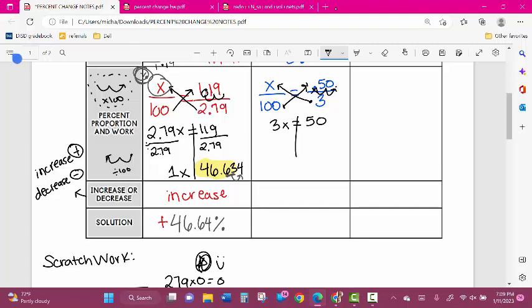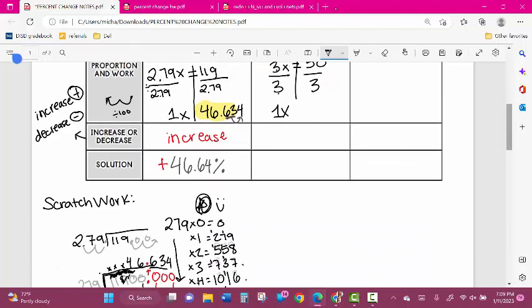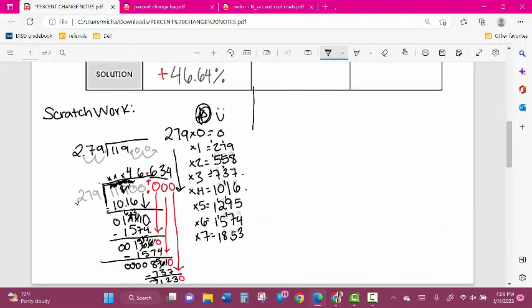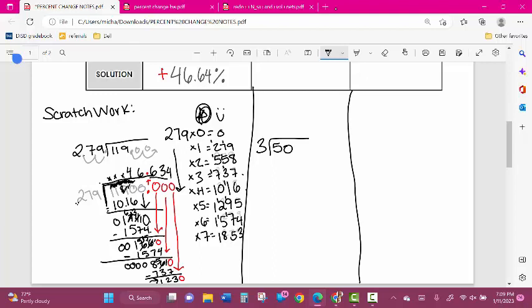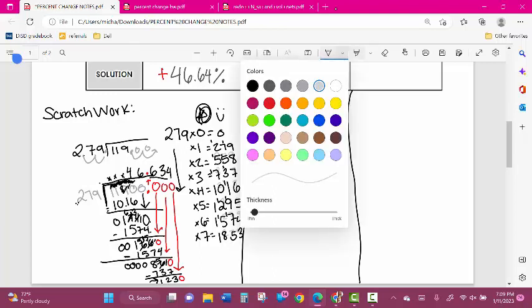To solve the equation, we'll divide by 3 on both sides. That's helpful because 3 over 3 is 1. So 3x over 3 is 1x. Now I just need to look at 3 into 50. Okay, so I will do 3 into 50. I know some of you know your 3's and some of you still struggle with your 3's. Take this time to start making a list of your multiples. I'll do that in a different color.